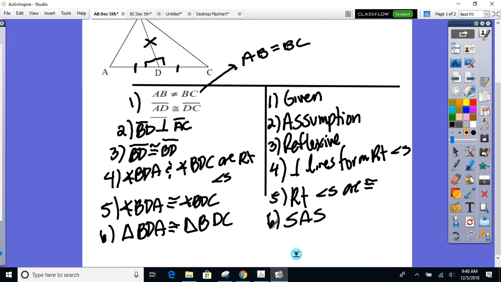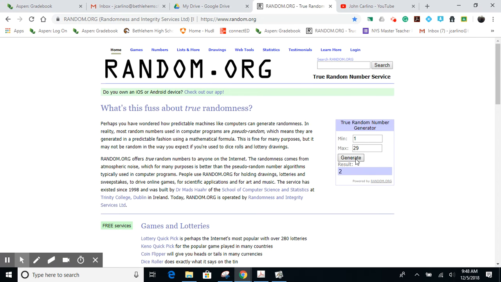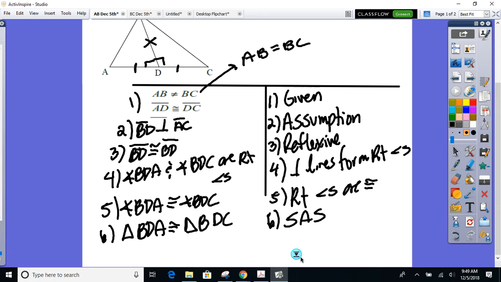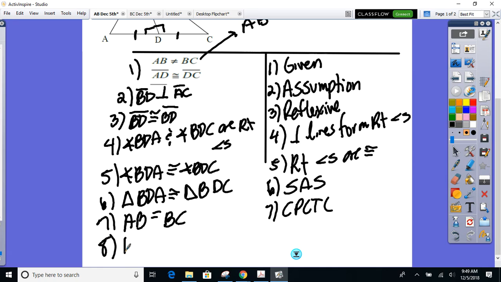We proved the triangles congruent, so what could we say? Why were the triangles needed? Why do the triangles need to be congruent? AB is equal to BC by what? CPCTC. And then what do I have right now in steps 1 and 7? I contradicted myself. I told you they weren't equal, but now you showed me they were. So what about my assumption here? Is it true or false? It's a false assumption. So the opposite, BD is not perpendicular to AC. You can do the perpendicular sign with the slash through it if you want to be cool.